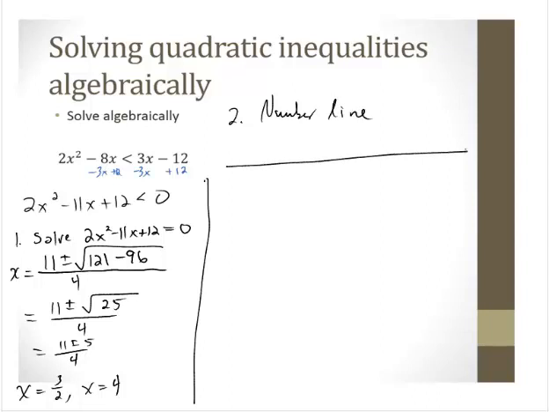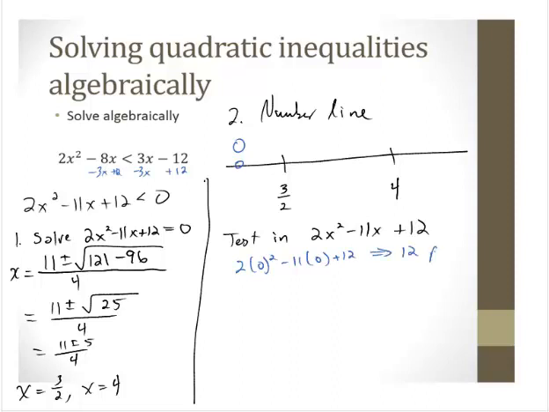All right, so here's my number line. I'm going to put 3 halves on the number line. I'm going to put 4 on the number line. And I'm going to test in 2x squared minus 11x plus 12. All right, so what should we test? A number less than 3 halves. Well, let's test 0. If we test 0, then we'd have 2 times 0 squared minus 11 times 0 plus 12. That's easy. That's 12, which is positive.